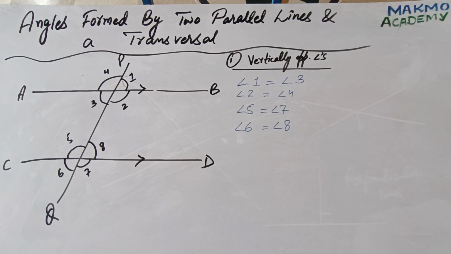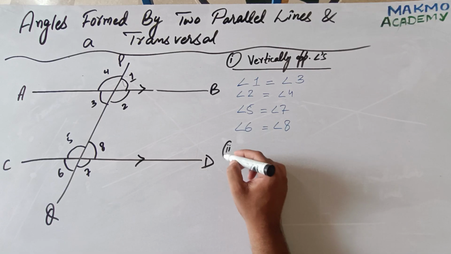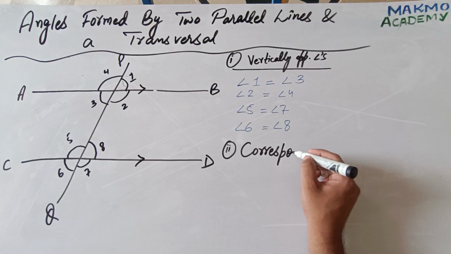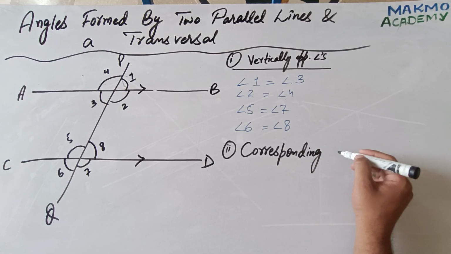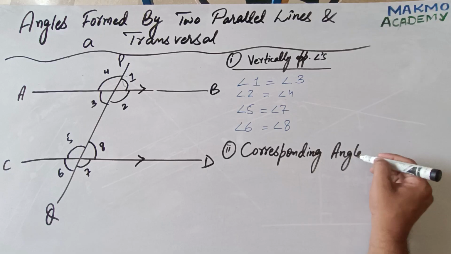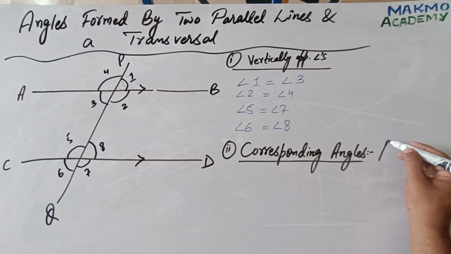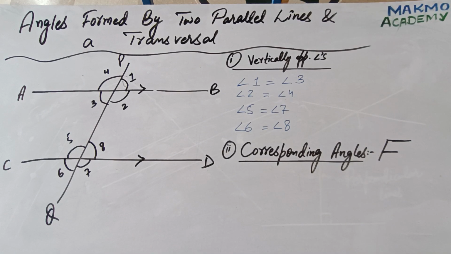Now let's move towards the second type, which is corresponding angles. These can be identified with the letter F. Corresponding angles can be identified with the letter F. First of all, this is a very important thing: how to identify corresponding angles, which letter is used to represent them, and how to identify them.